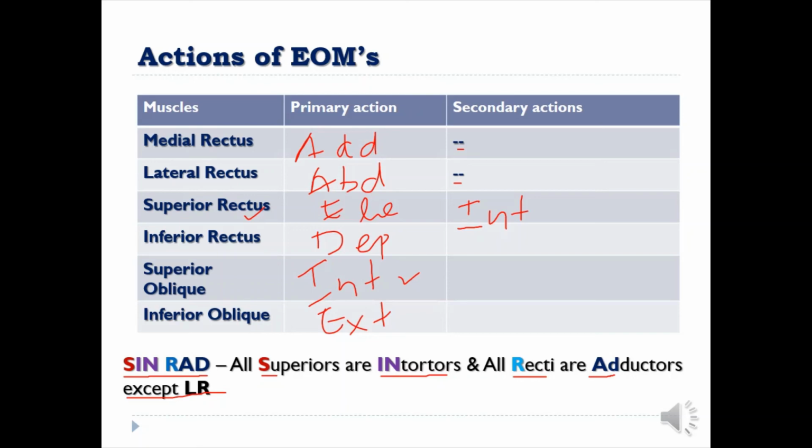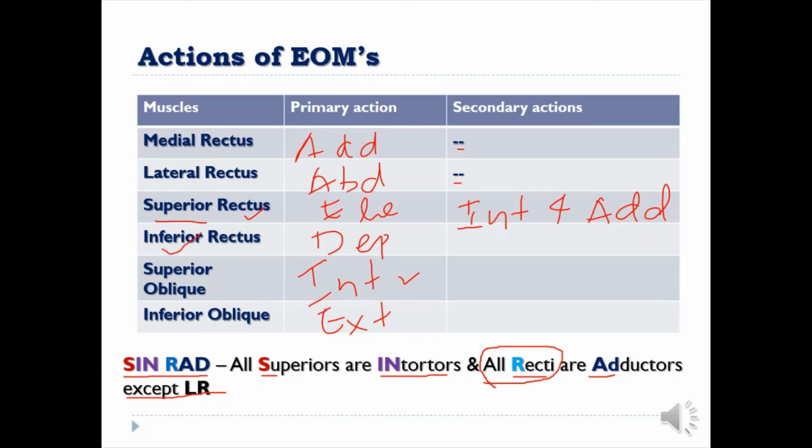Now, what is the next one? All recti are adductors. We do not have medial rectus, and lateral rectus will not come into the picture. So for this superior rectus, all recti are adductors, and now we have completed the secondary actions of superior rectus. Now there is one more rectus, the inferior rectus.